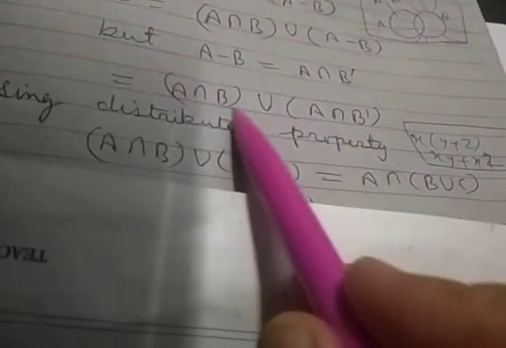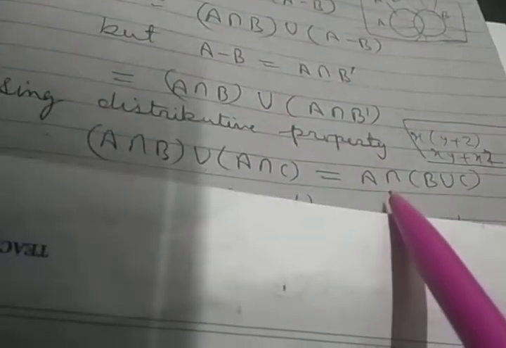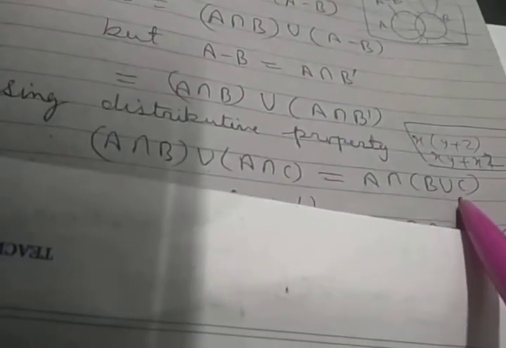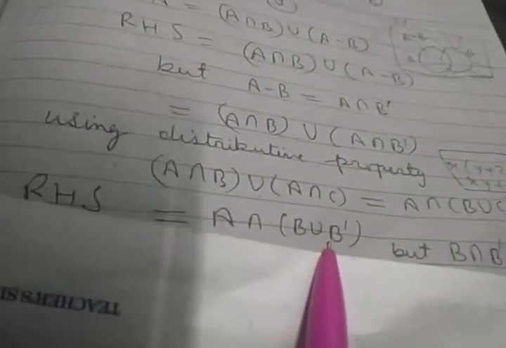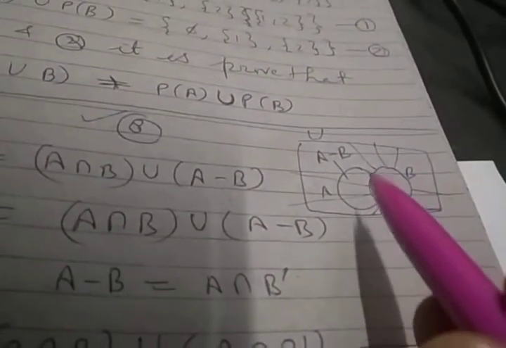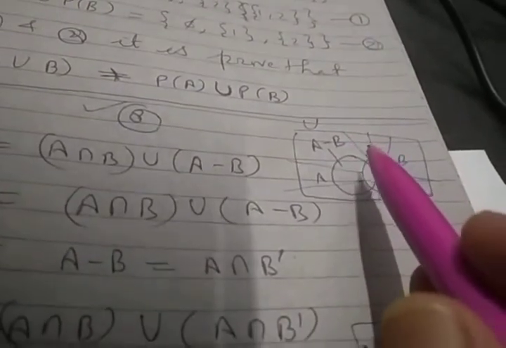See, these two are similar, only here it is B dash and there it is C. So in place of C we will write B dash. So we are removing this and writing A intersection B union B dash. That is the next step. But what is B union B dash? See in the figure, B is this and B dash is the complement of B. If we take the union of both, it will become the universal set.